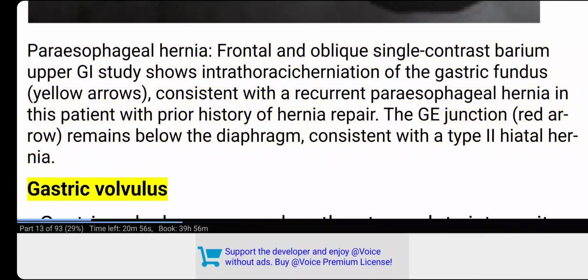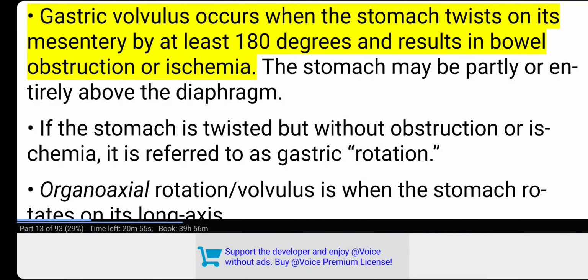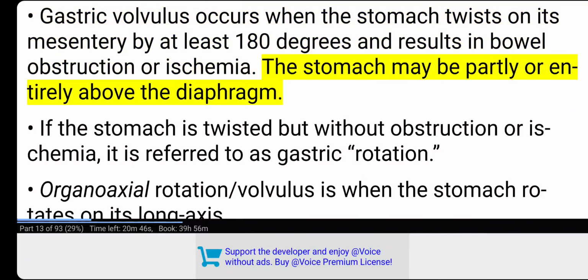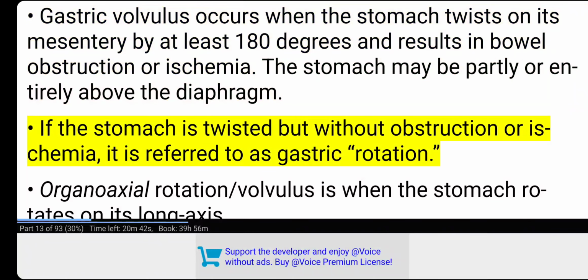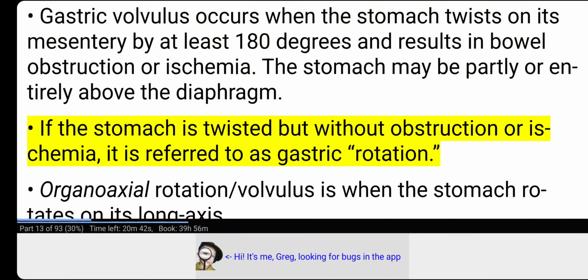Gastric volvulus. Gastric volvulus occurs when the stomach twists on its mesentery by at least 180 degrees and results in bowel obstruction or ischemia. The stomach may be partly or entirely above the diaphragm. If the stomach is twisted but without obstruction or ischemia, it is referred to as gastric rotation.